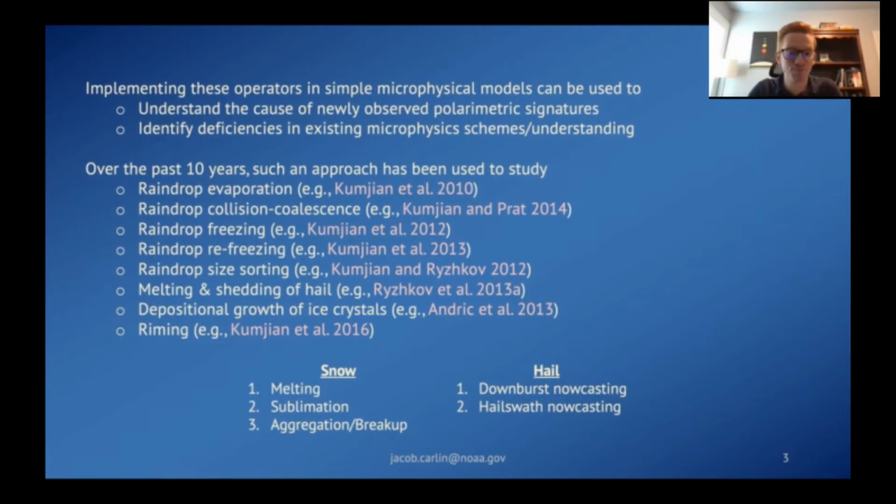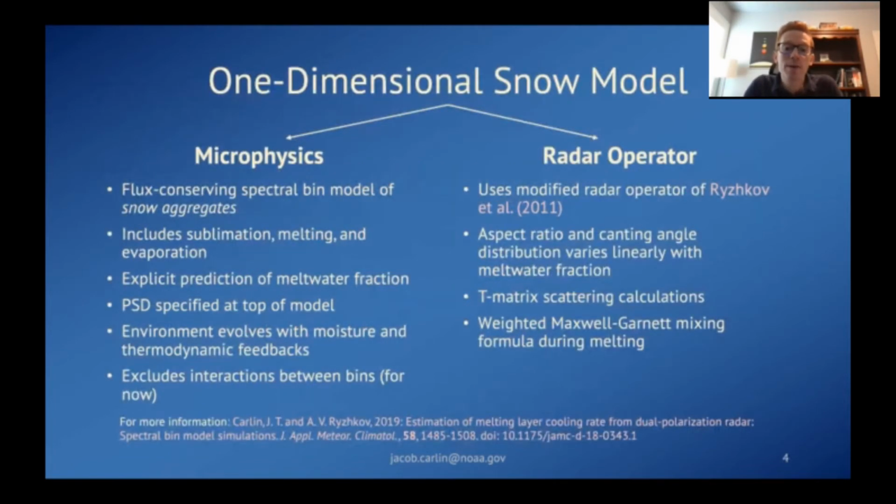So starting with the one-dimensional snow model, it has 2 components, of course, the microphysical side and then the radar operator side. On the microphysics side, it is a flux-conserving spectral bin model where the particles are treated as snow aggregates, although we're in the process of implementing more crystal habits. The processes included are limited to sublimation, melting, and evaporation.